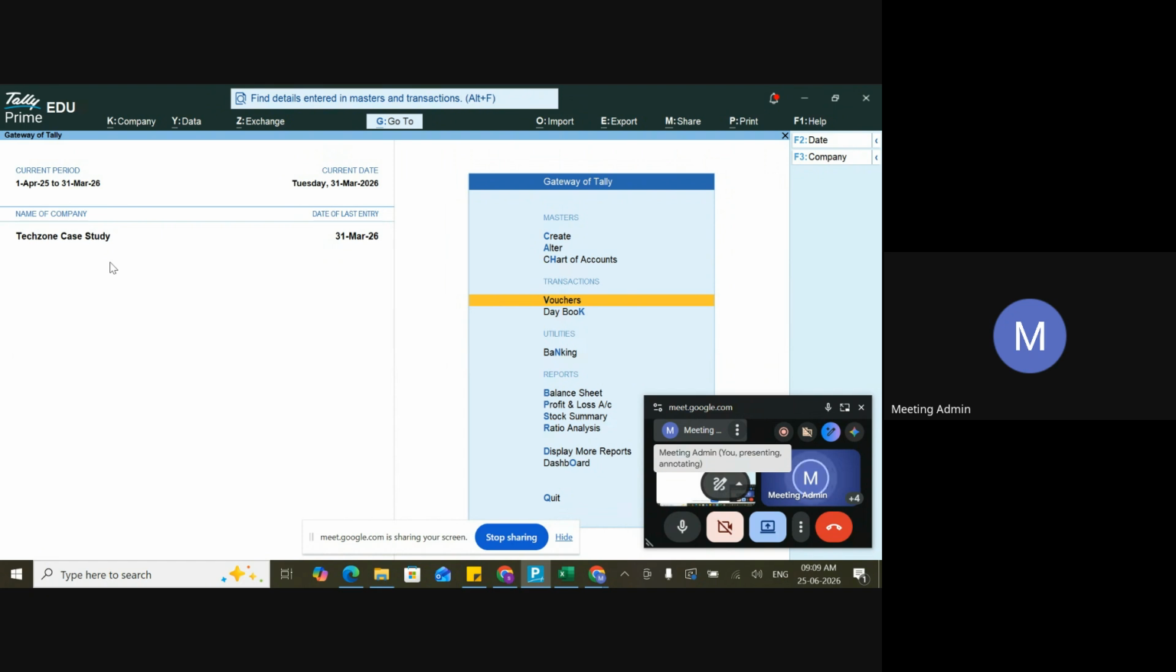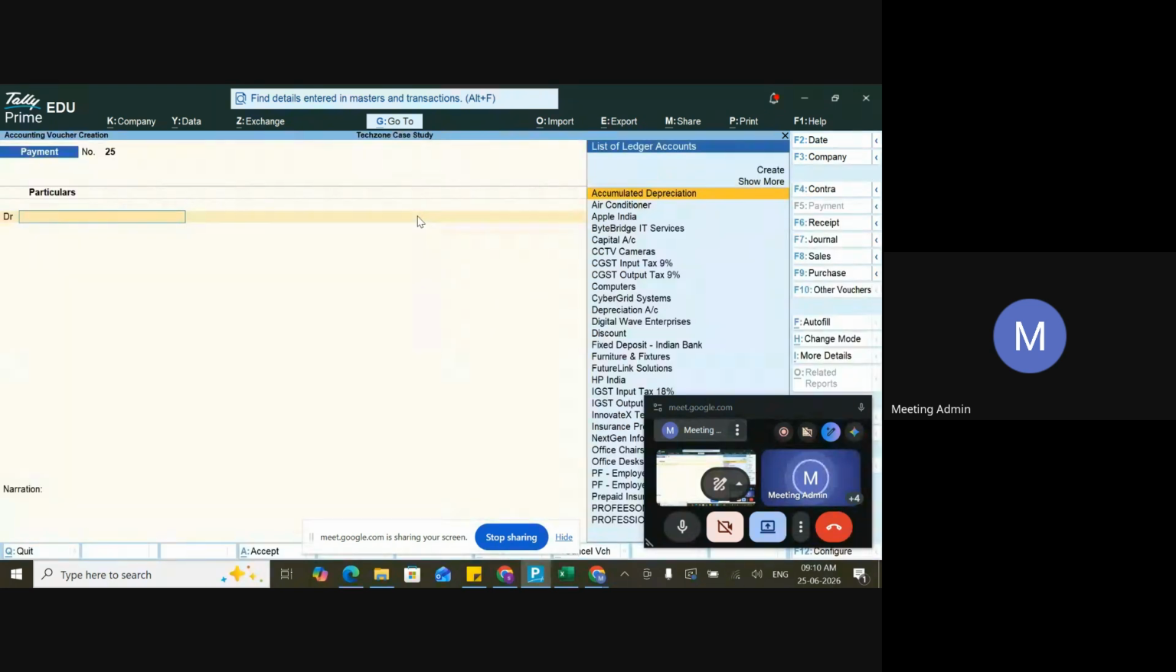Okay, so has everyone got this Tally open? Yes, ma'am. Then go to Vouchers. In Vouchers, what are we doing here? We are paying the employee contribution, we are paying the PF. So where can we do it? It is an expense to us, and expenses we record in a payment entry, right? So here we have to take the ledger, it's already created, so we just have to take it. Debit.